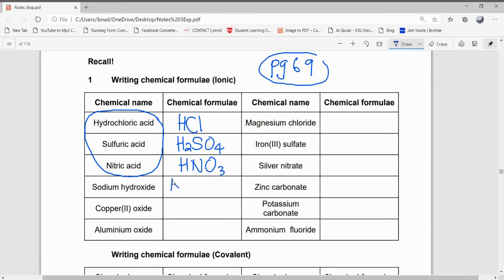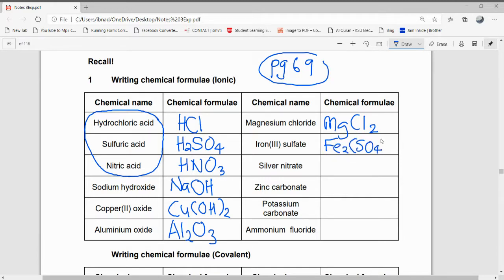Let me recall very quickly. Sodium hydroxide should be NaOH. If you have memorized the formula or the ions, this one should be very easy. If you have questions, you can ask me during the face-to-face lesson. Aluminum oxide I have discussed also last lesson. Magnesium chloride is MgCl2. Notice the l here, I use a small letter l. Iron 3 sulfate is Fe2(SO4)3. If you wonder how I get this, you can ask me again during lesson.